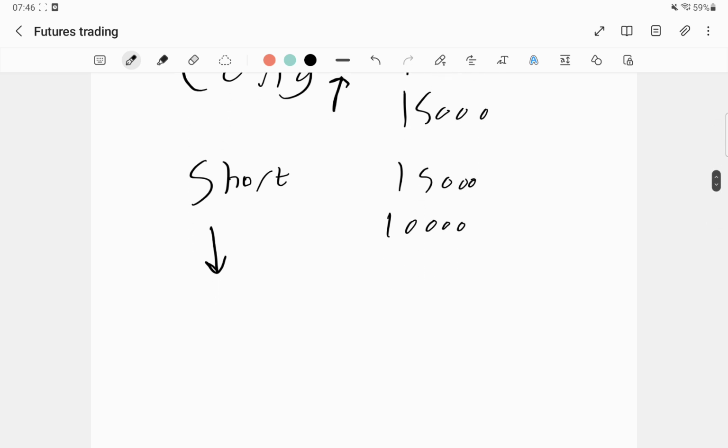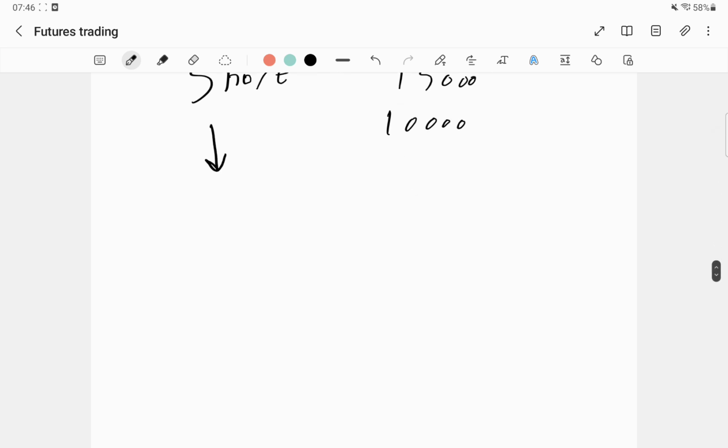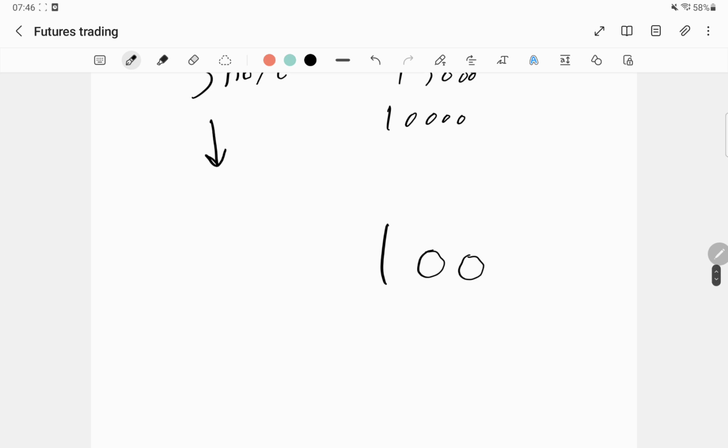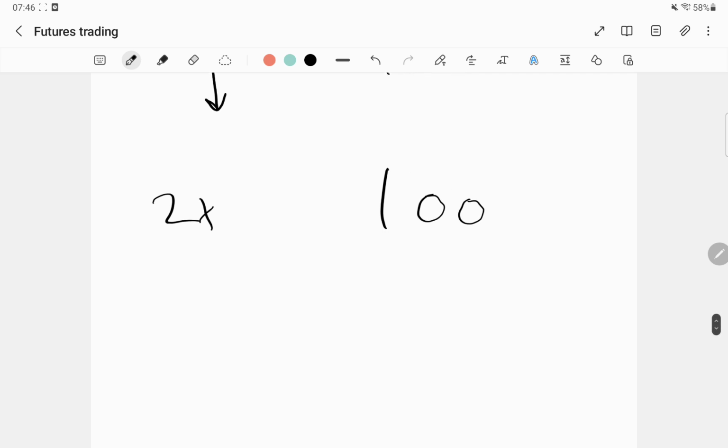Now, you can have something called leverage when you're doing this. Let's say we start off with $100 to trade. Let's say I want to trade Bitcoin, and I want to trade it with some leverage. So let's say I put it on a 2x leverage. My full equity I'm trading with would now actually be $200.